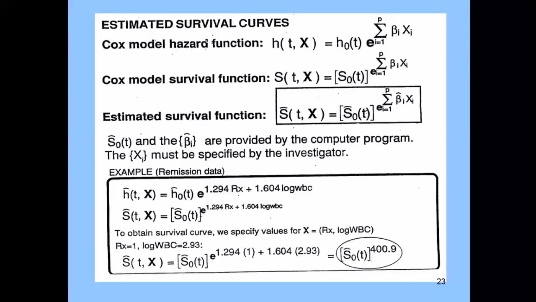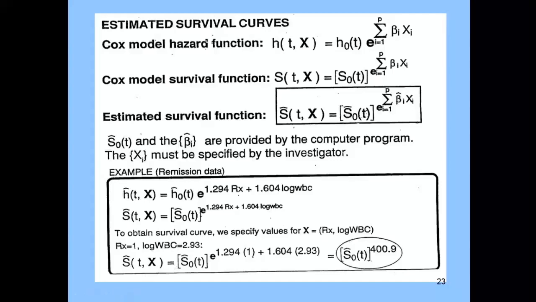Now, the reason why I chose 2.93 is because it turns out that for this data set, remember there were 21 people in each group? 21 people were exposed, 21 people were unexposed. And I had the log white blood cell counts for each of the 42 people. If I take the 42 log white blood cell counts, add them up and divide by 42, what I get is 2.93. That's the mean log white blood cell count.